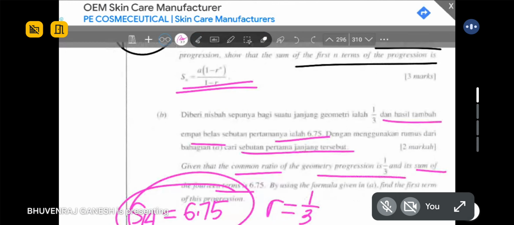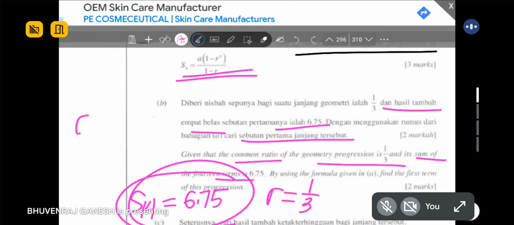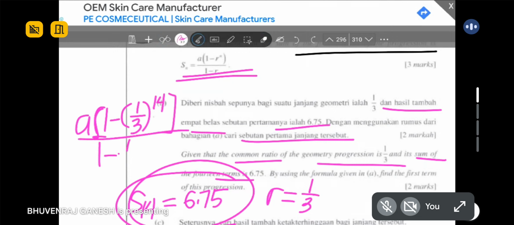So, you just use the formula. So, A, we don't know. 1 minus R. R is 1/3 power N. Okay, N is 14 because we have 14 already. And then over 1 minus 1/3. So this whole thing is equal to 6.75. Do you understand, guys? Boleh dapat the concept? How I get the equation?